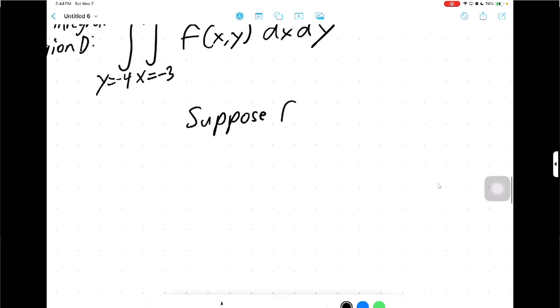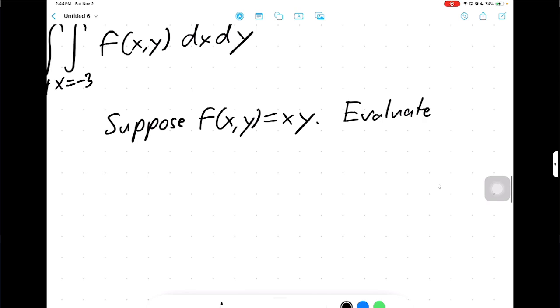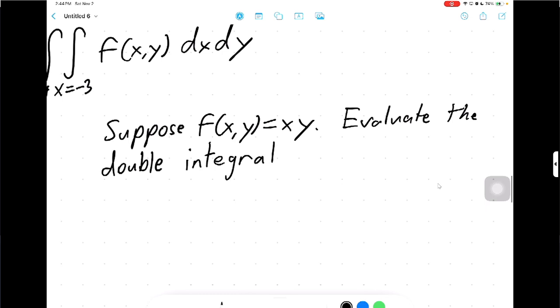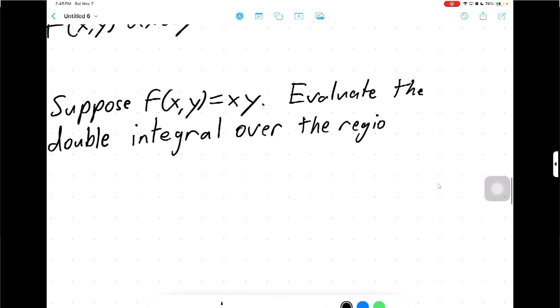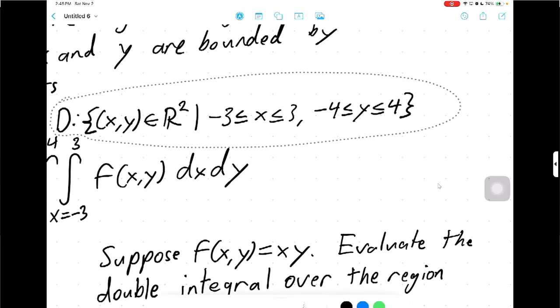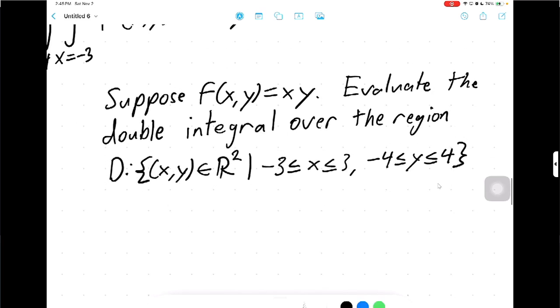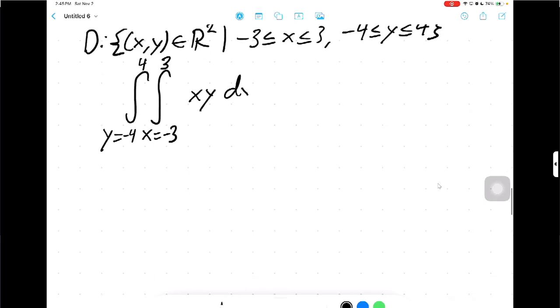So, as an example, let's just suppose f of xy is equal to xy. Evaluate the double integral over the region D, which I'm gonna just copy paste, this region over here. So in order to do that, we're gonna just set x equals -3 to 3, y is equal to -4 to 4 of xy dx dy.